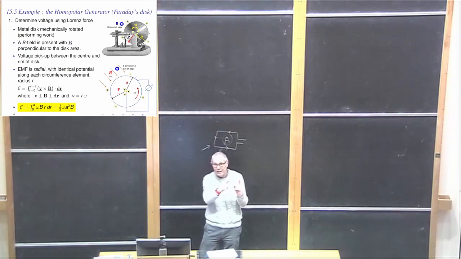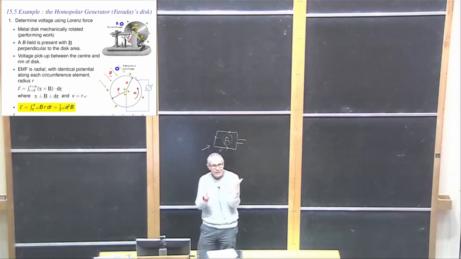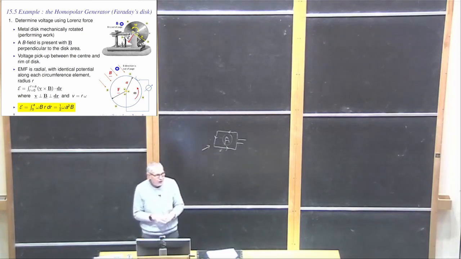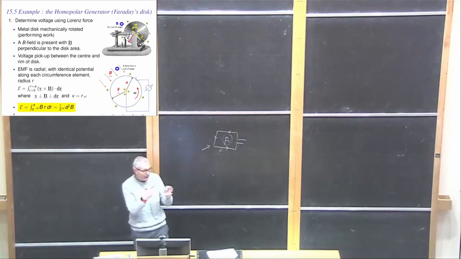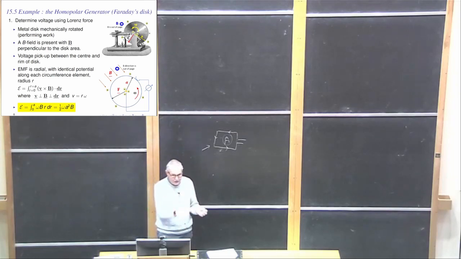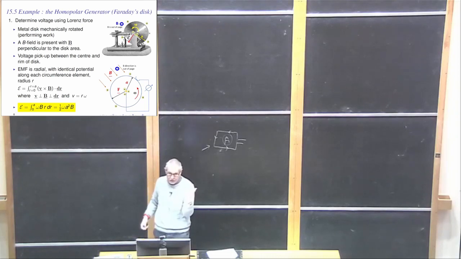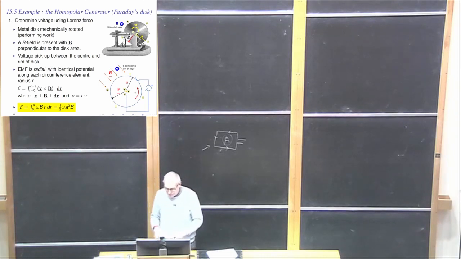In a battery, the conventional current inside the battery goes from minus to plus. All right, and again, think about that. The EMF is generating this field, and hence the flow of current.